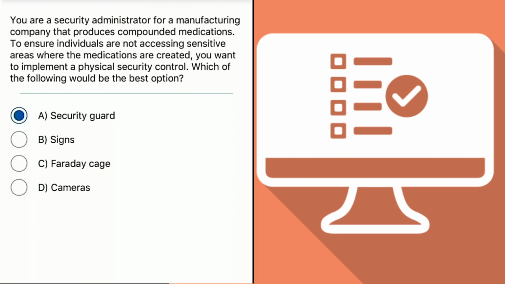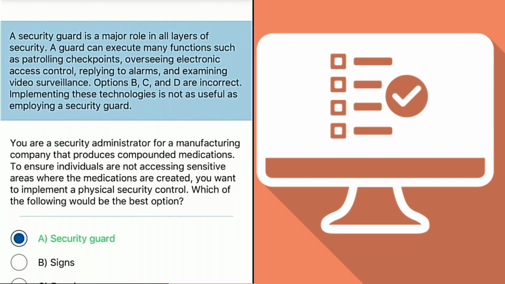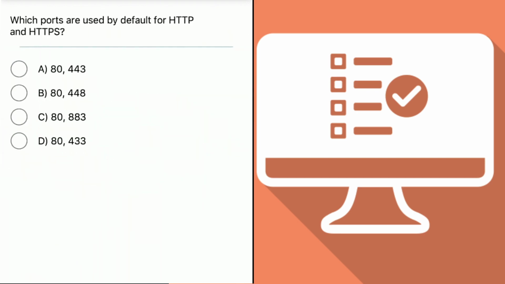Alright, if you choose A, you're correct. A security guard plays a major role in all layers of security. A guard can execute many functions such as patrolling checkpoints, overseeing electronics, access control, responding to alarms, and examining video surveillance. Options B, C, and D are incorrect. Implementing these technologies is not as useful as employing a security guard. Alright, let's go to the next question.